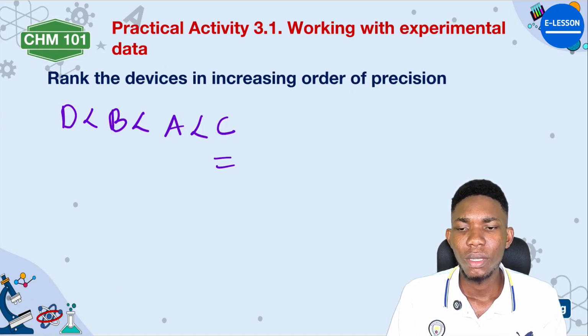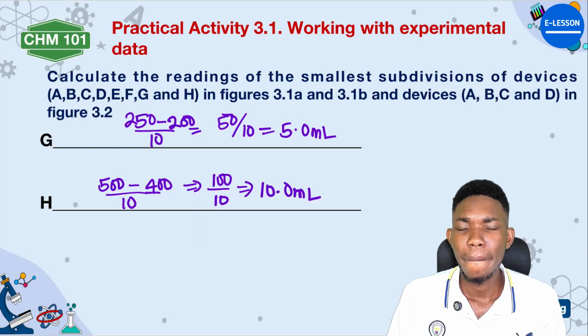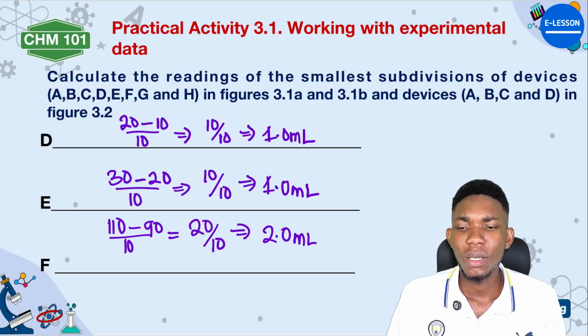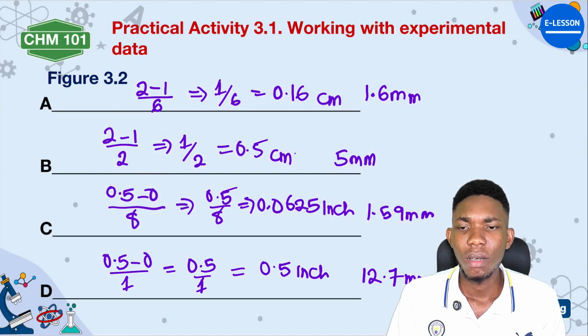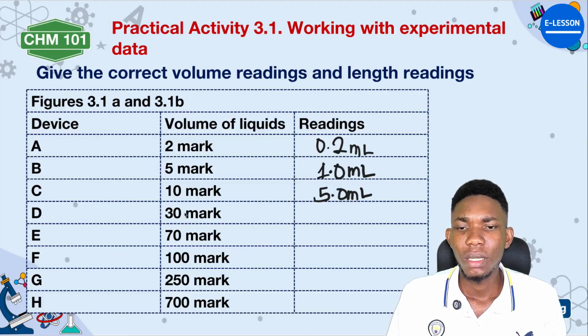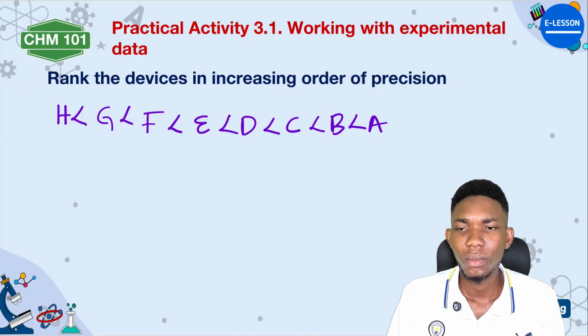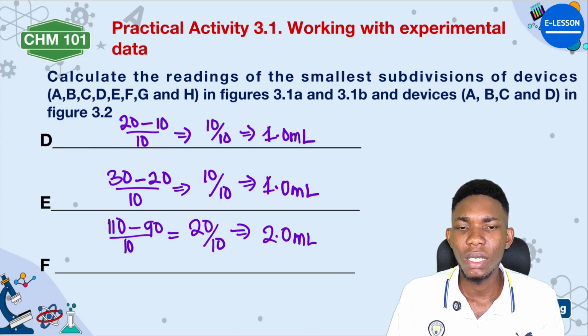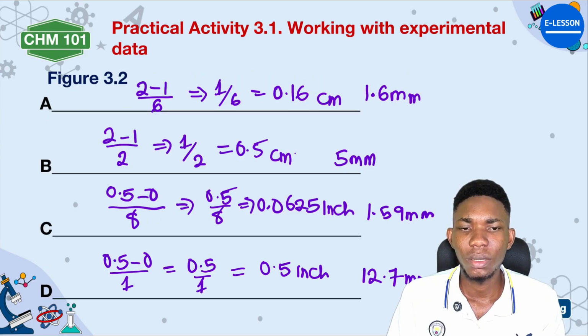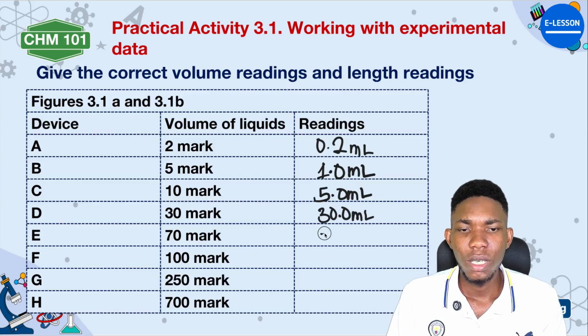Then for D, 1.0 mil. And then you have 30 marks. That would be 30 times 1.0, which is 30.0 mil. Then for the 70 marks, E is what? The lowest subdivision in E is 1.0 also, so it will be 70.0 mil. All right? So here will be 70.0 mil.